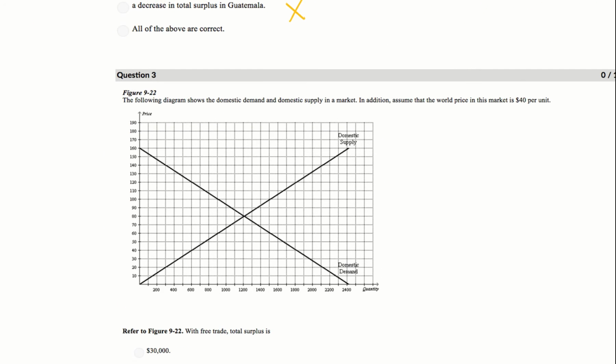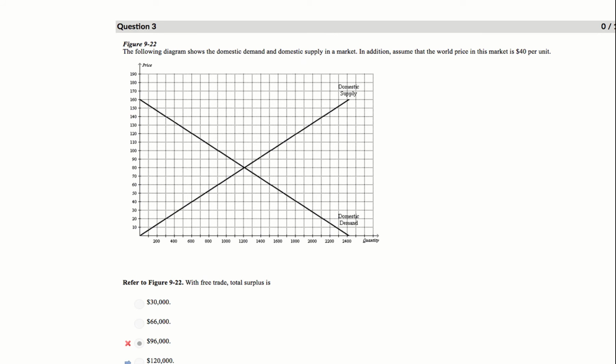Okay. All right. Next one. Same graph I did before. This is asking with free trade, how much is our total surplus? So with free trade, the price is at 40. Then the triangle on top, that is our consumer surplus. Let's find that one first.